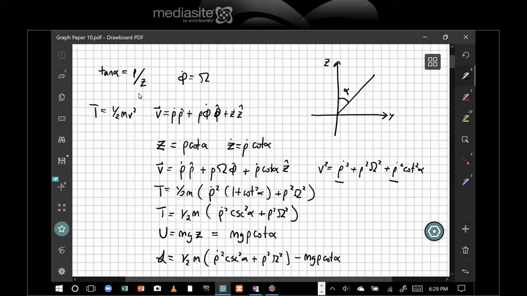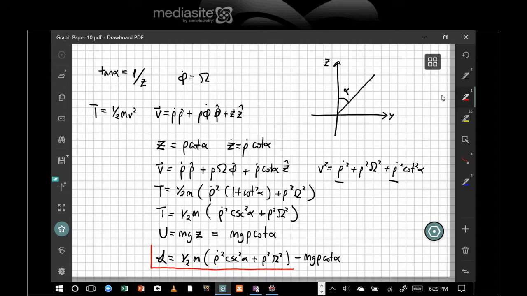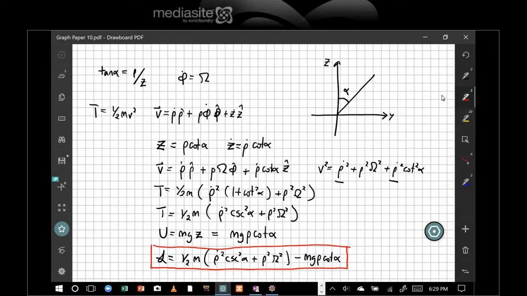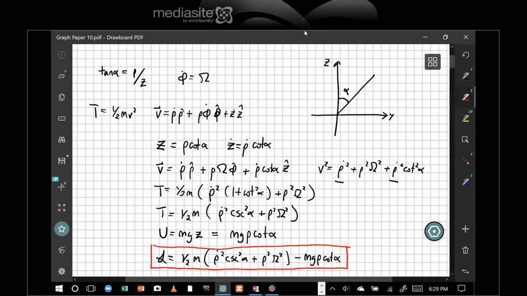Okay, so you can see my Lagrangian there. First of all, it's a one-dimensional problem, okay? And the one degree of freedom is rho, because the equation is constrained. Z and rho are coupled, and then phi is constrained by the constant angular speed. So that is my Lagrangian.